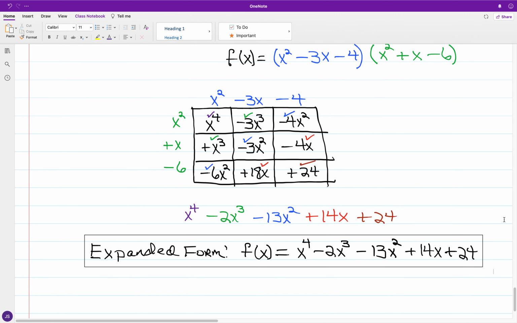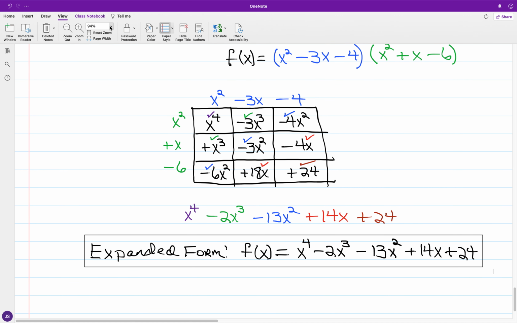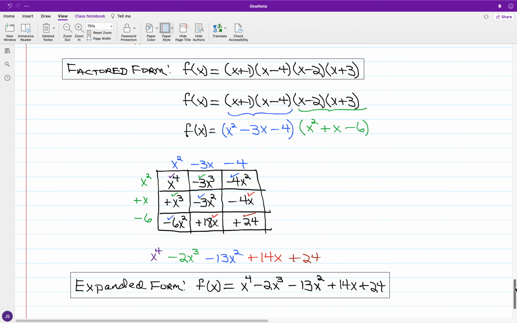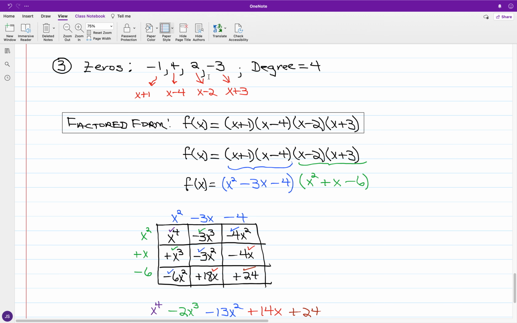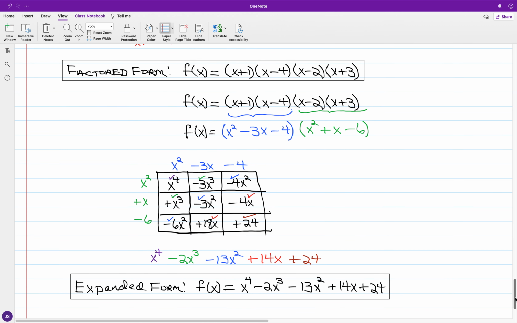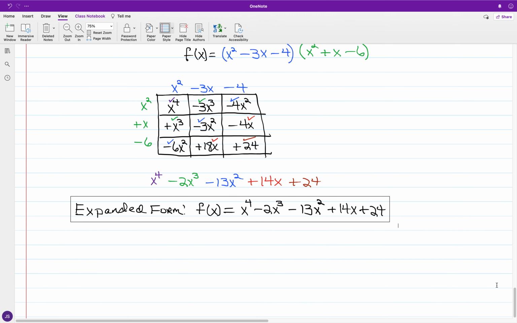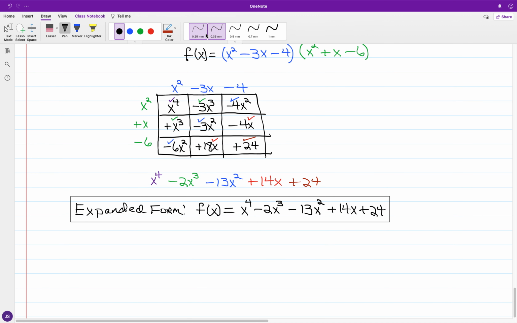Okay, and so that would be the expanded form of what we have for this particular polynomial. That will have, again, the following zeros, and again just the expanded form. We have a fourth degree, and again the highest order variable term defines the degree of this particular polynomial expression. And let's see what we get.